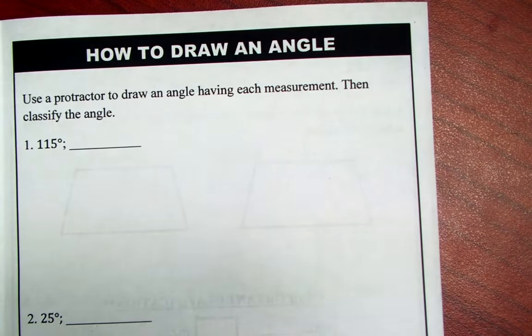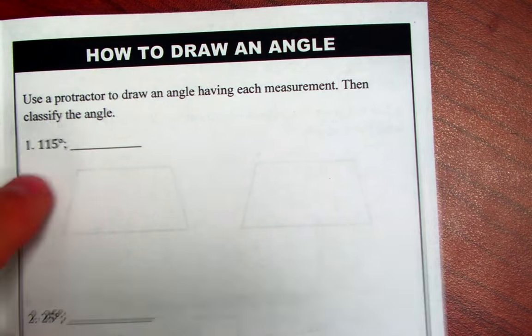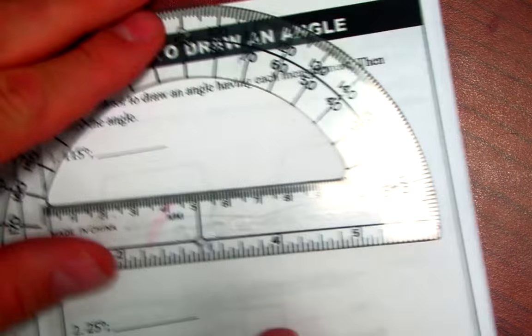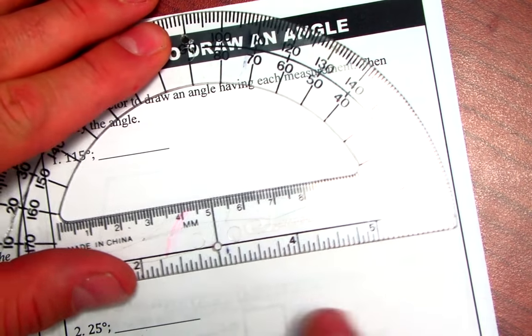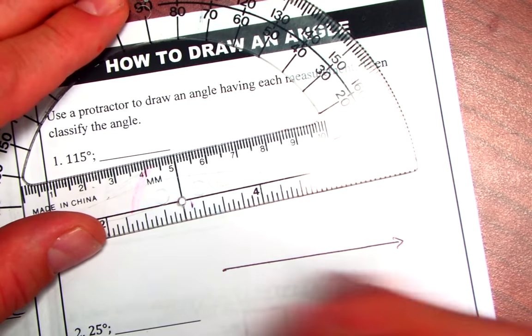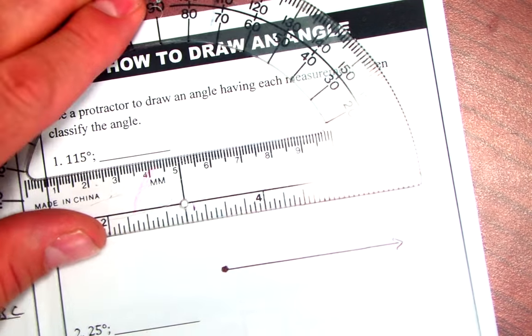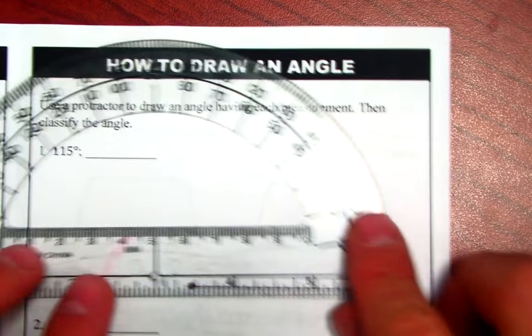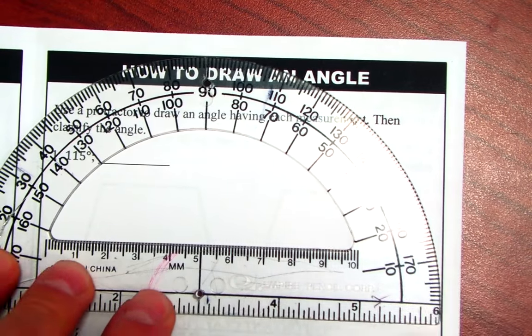To draw an angle, again, we're going to need a protractor. This time we're going to draw a 115 degree angle. You're just going to start with an initial side, and that really can start anywhere. There's my initial side, there's my vertex, and you can even put your vertex anywhere on that line. It doesn't really matter. Okay, we're going to line it up.